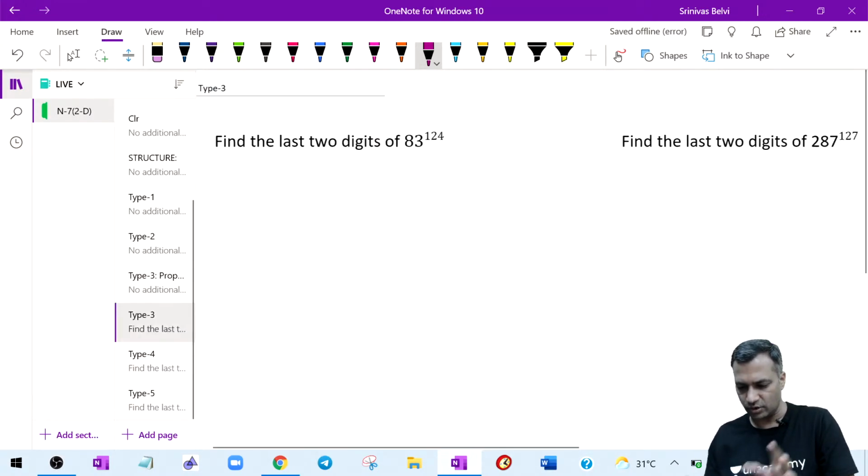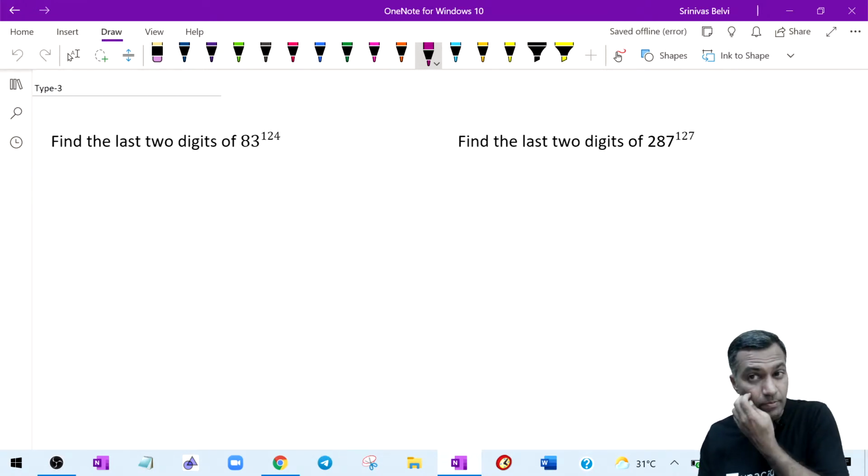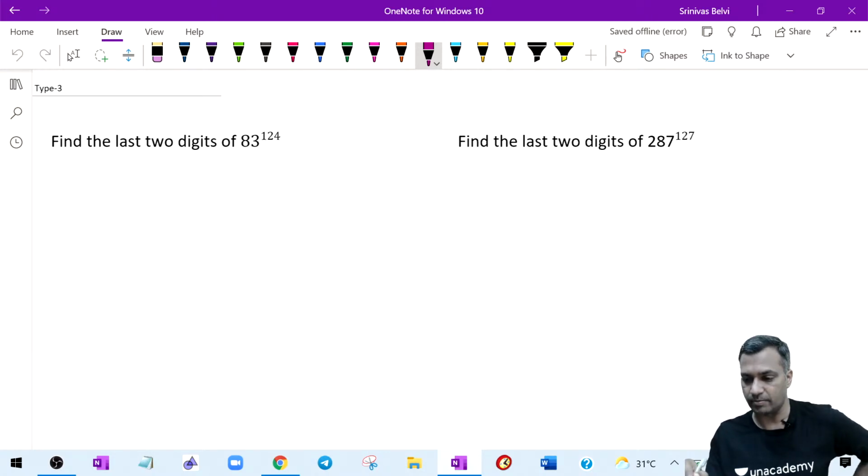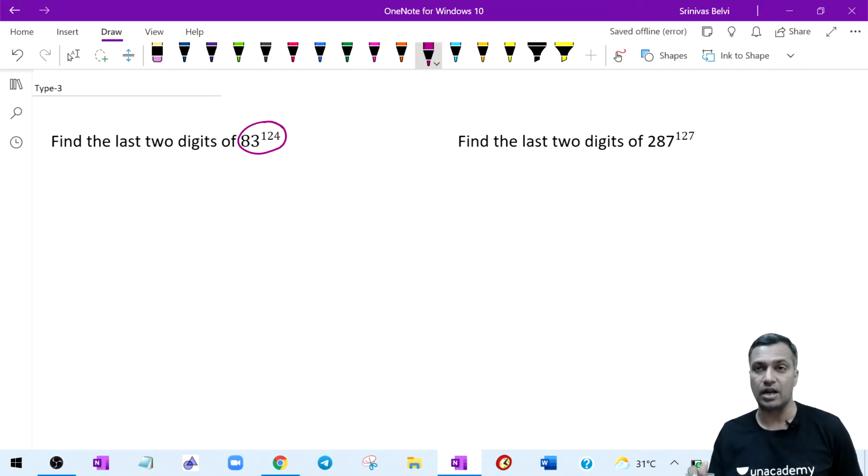Let's now try. What does this mean to us? Why did we learn that concept? Let's understand what it means to us. Here we come with an example: 83 raised to power 124. The author wants to understand: tell me the last two digits of 83 raised to power 124.